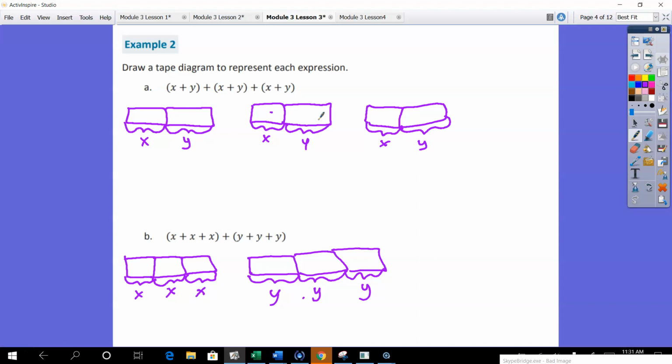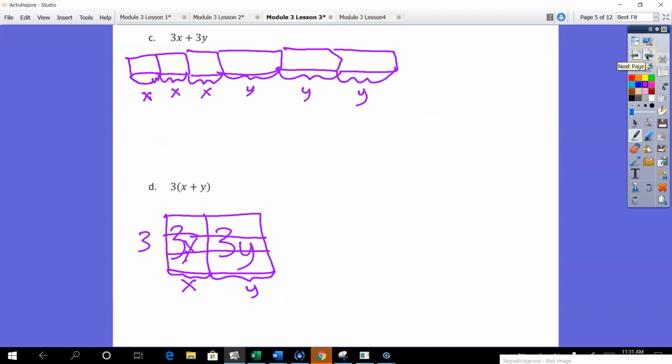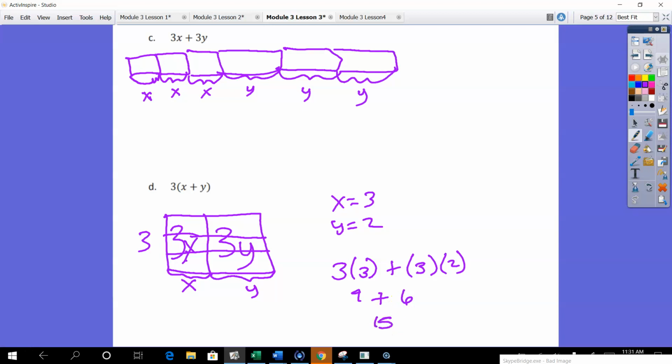So we might multiply. If we said x equals 3 and y equals 2, so we're doing 3 times 3 plus 3 times 2. 9 plus 6, and that's 15 if we were given some numbers. But a lot of times we're not. We're just given the letters and we want to condense it down. So this would be D and C would be your most condensed versions.